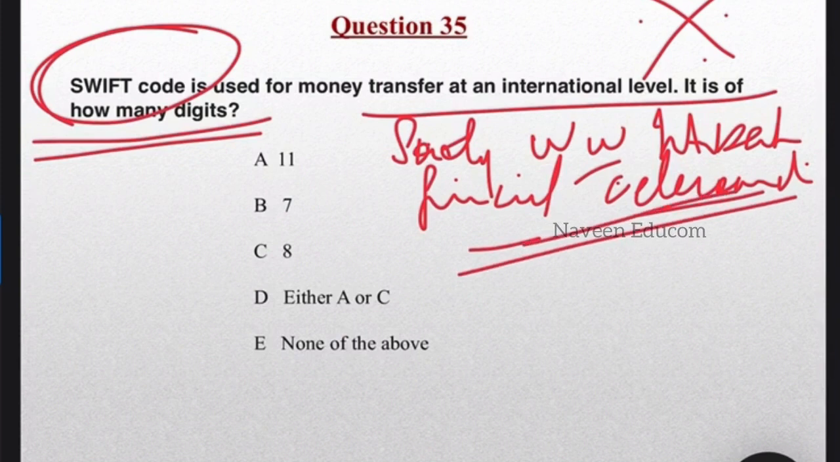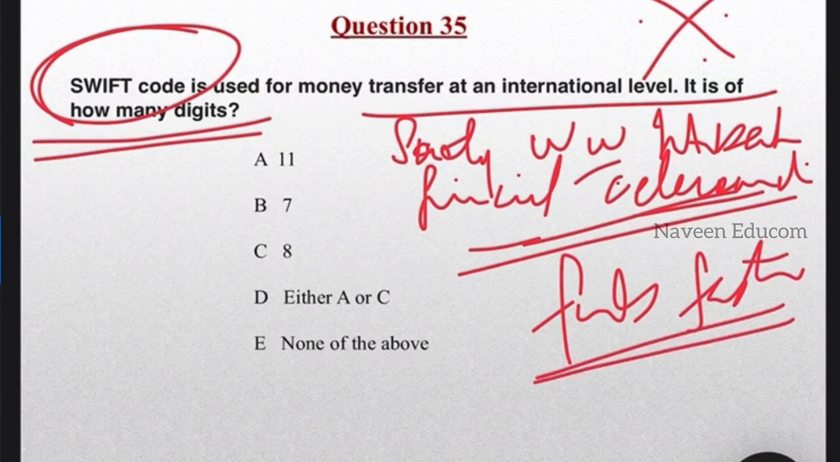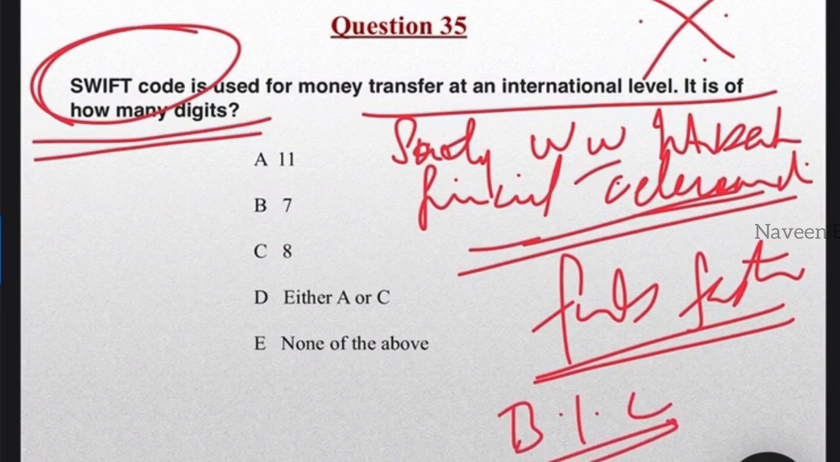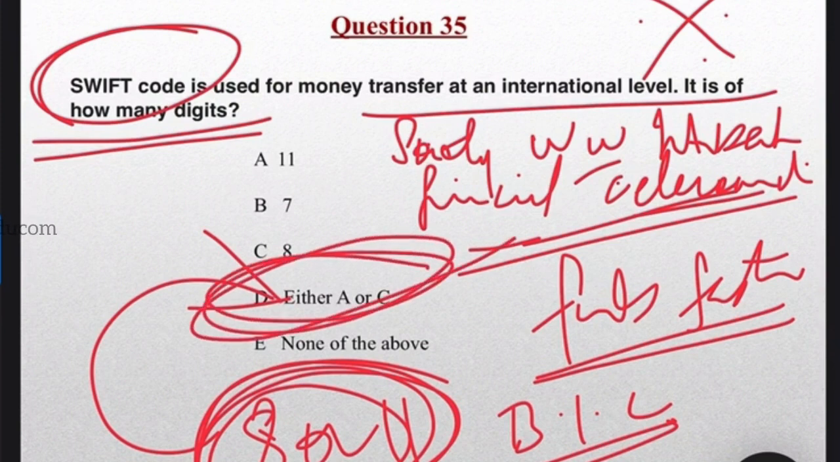Hope you are getting it. It is a network used by banks to transfer funds faster. It cannot transfer the funds directly, but it sends messages regarding transfers between institutions. It is also known as the Bank Identifier Code, BIC, which is a very important point. So our question is how many digits? The SWIFT code can be of 8 or 11 characters. For more knowledge, you can Google the SWIFT code. So the answer is option D, either A or C. Hope you are getting it.